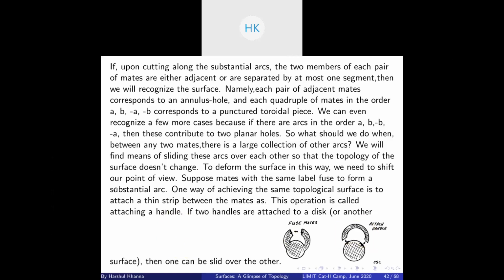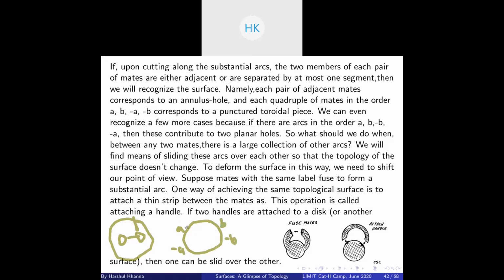Suppose you had, let's say, two holes. I cut along this, cut along this. So what I get is A, minus A, B, minus B, A, minus A, similarly B, minus B, that's a B.